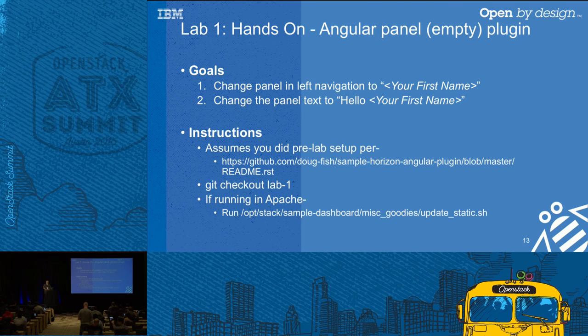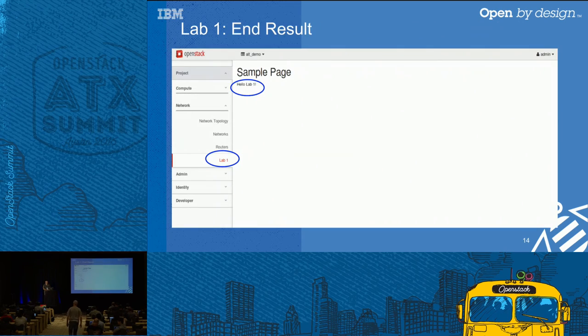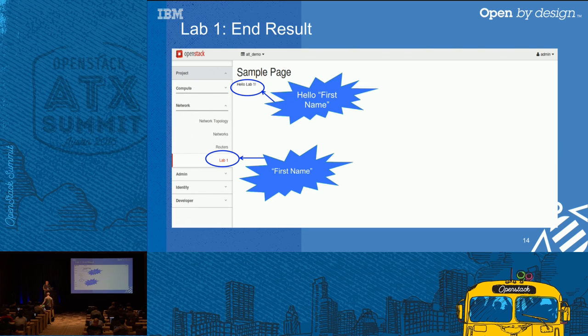Okay, I see some people have had some success running the lab. Maybe some others haven't. We've slightly surpassed our 5 minutes allotted to get through the lab, so I think we'll go ahead and move forward. We were looking forward to modifying this so your name could be seen here, both in the left side navigation as well as within the page that has the Angular in it.